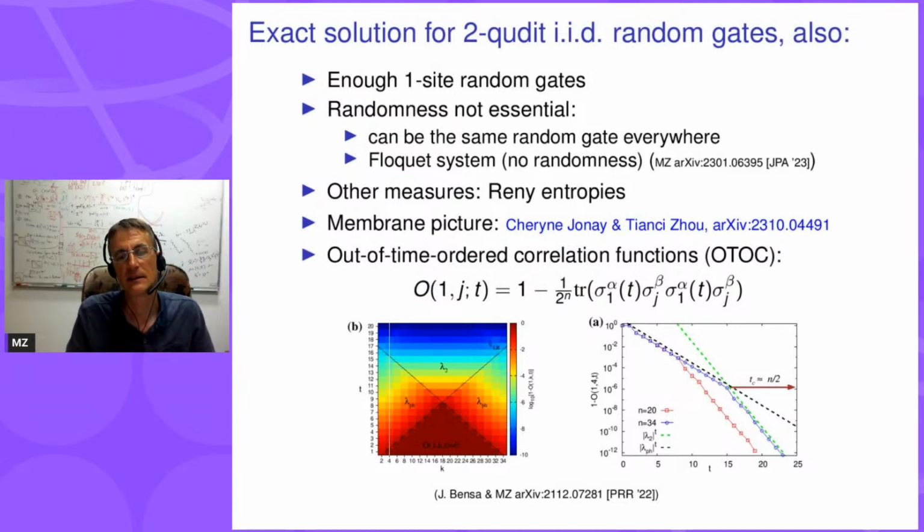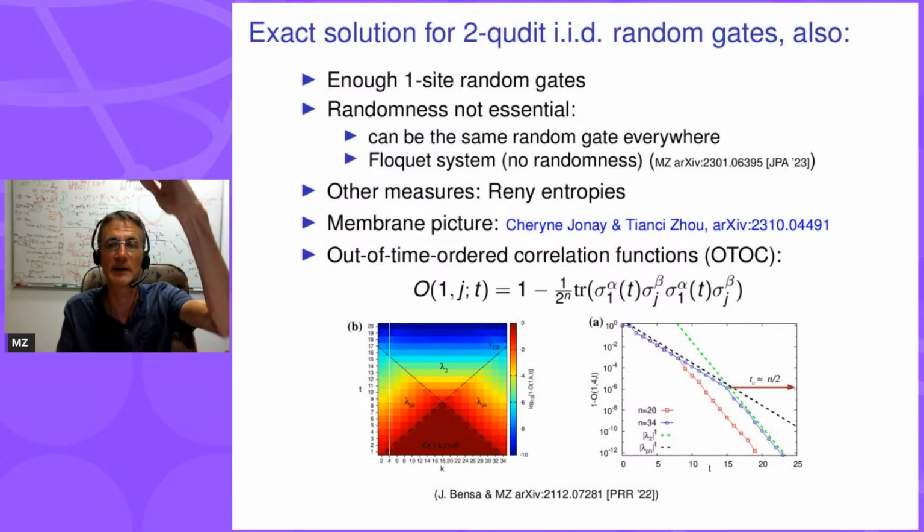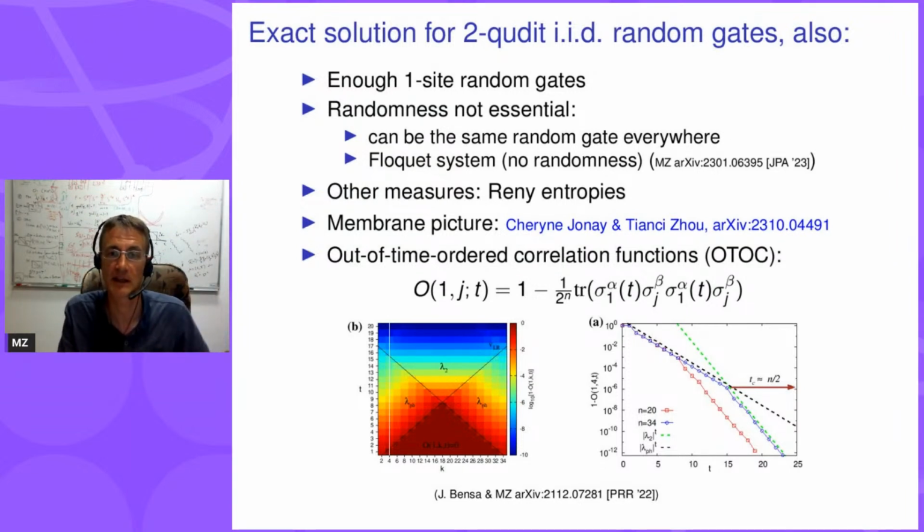Okay, let me just say that the same phenomenon that I described for purity and for this nice random evolution is also observed if you don't have any randomness. So for instance, you can even observe it in some Floquet system, just some non-random gate, and then you repeat the same gate everywhere. And sometimes you also find this phantom relaxation. You find it also in other measures, so not just purity, but higher Rényi entropies. There's also a very nice recent paper just this week on arXiv by Shirin Jonai and Tianqi Zhou, where they have a nice, more physical picture in terms of membrane tension.